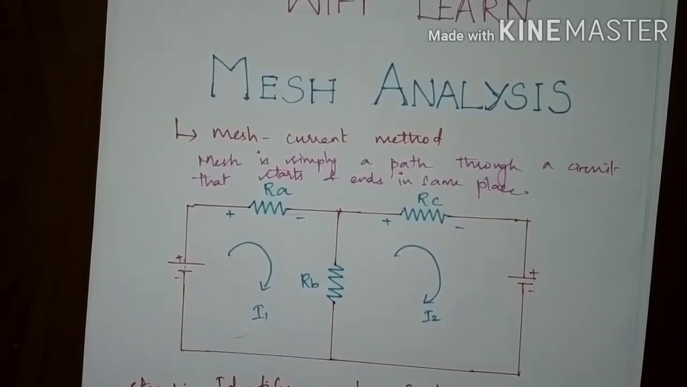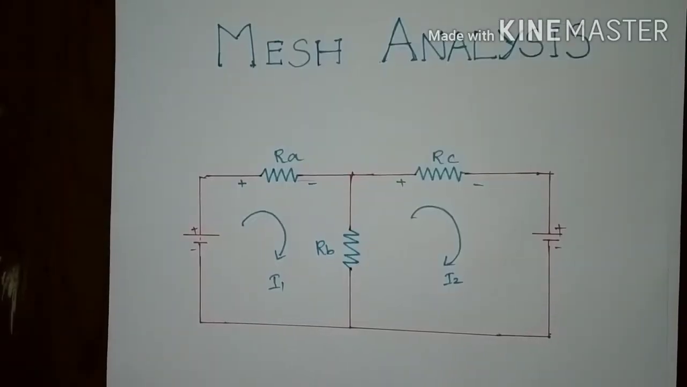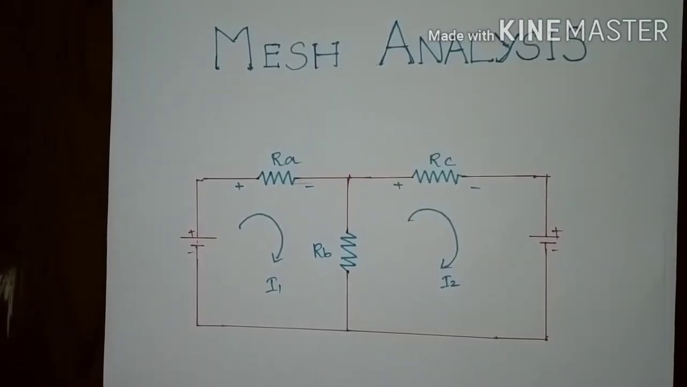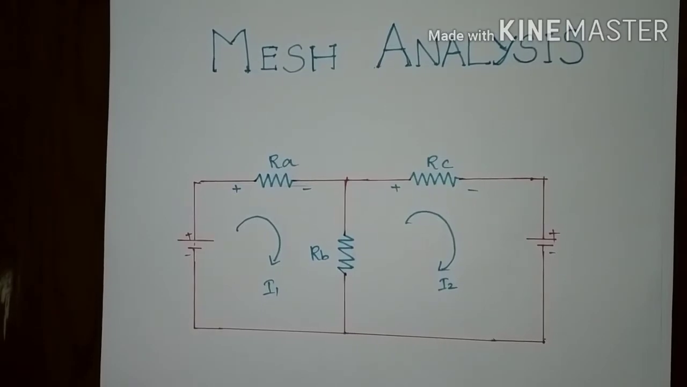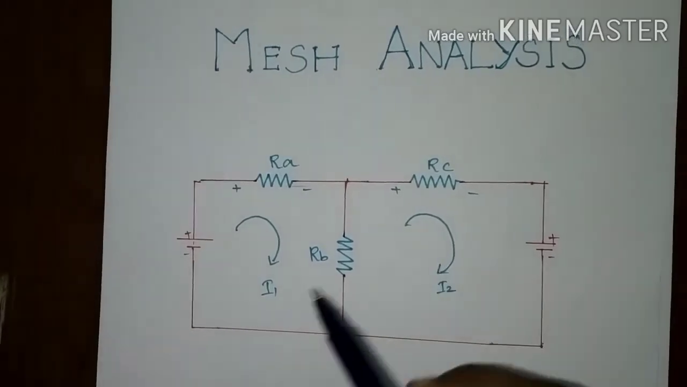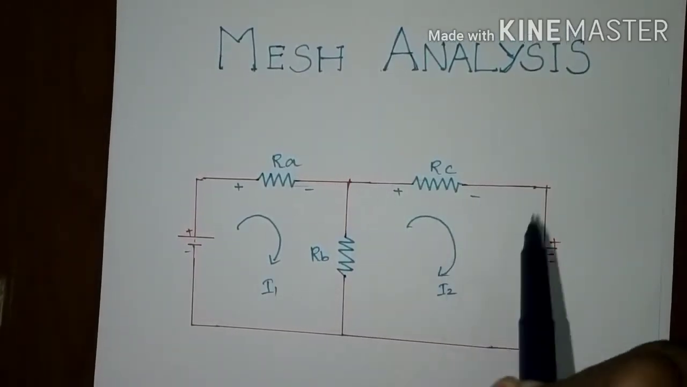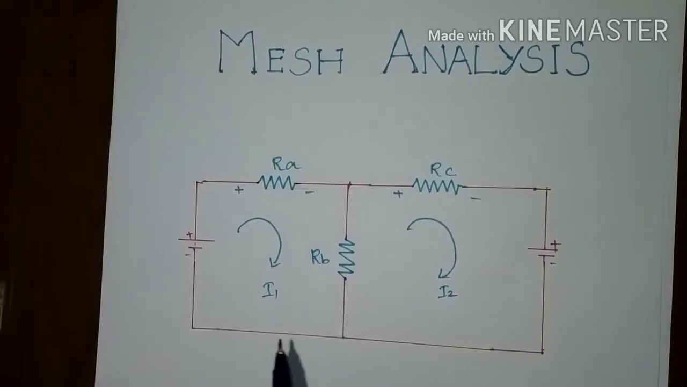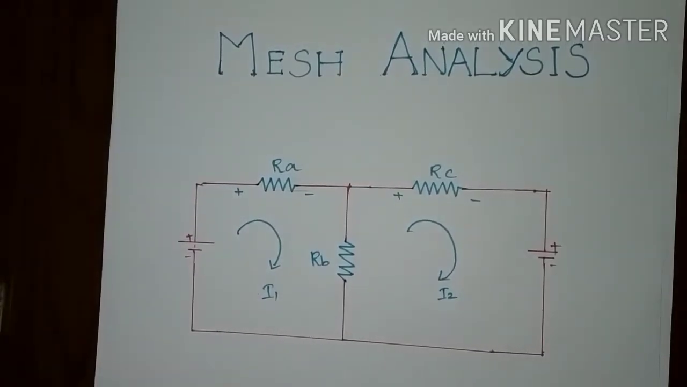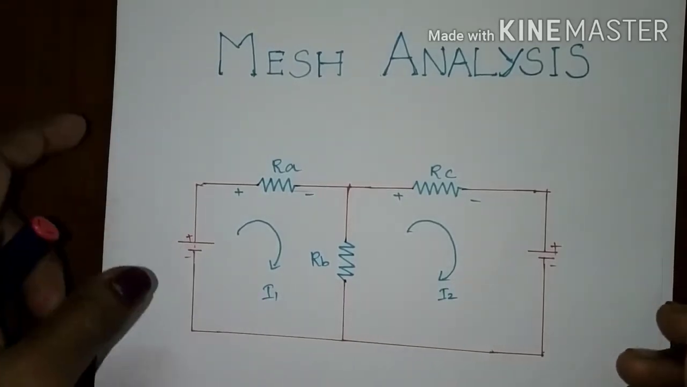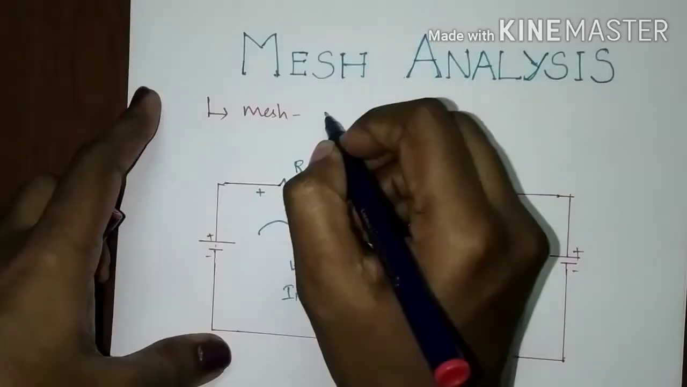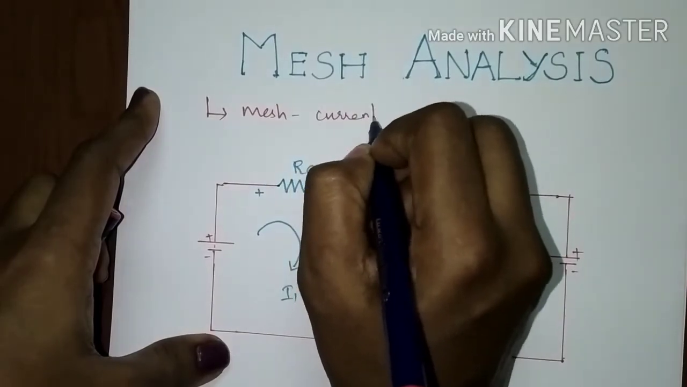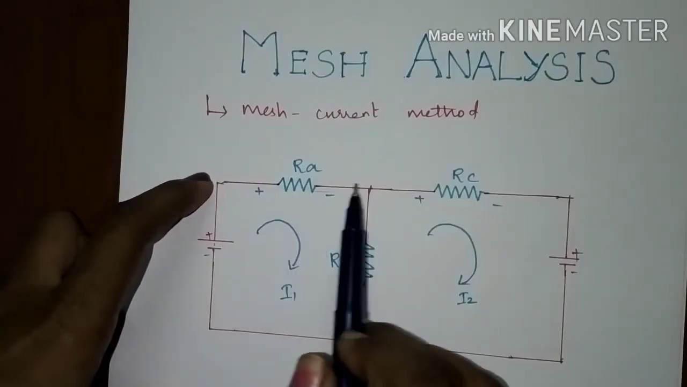Now let's move on to the topic. It is very easy. In mesh analysis, we consider the current flowing in each mesh. The currents flowing in each mesh are considered in this method. Hence, mesh analysis is also termed the mesh current analysis or mesh current method.